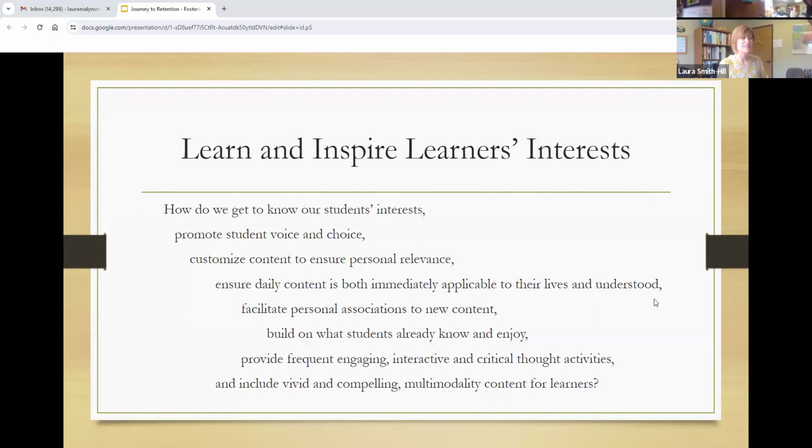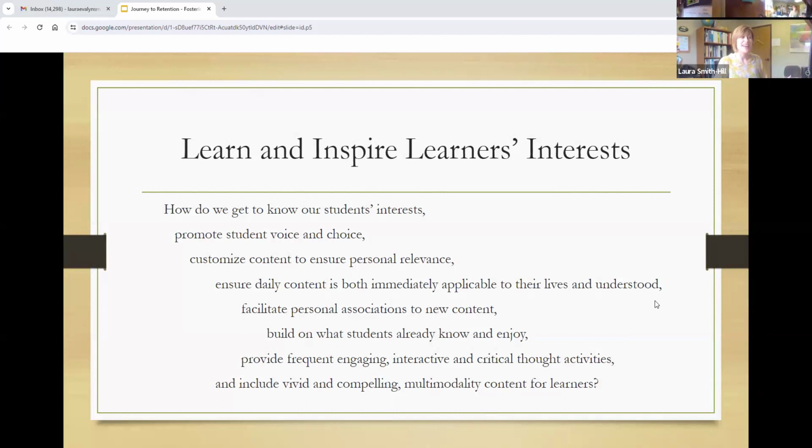How do we ensure that daily content is both immediately applicable to the lives of our students and understood? How do we facilitate personal associations to new content and build on what students already know and enjoy? Do we provide frequent, engaging, interactive, and critical thought activities? And finally, include vivid and compelling multimodality content for learners.